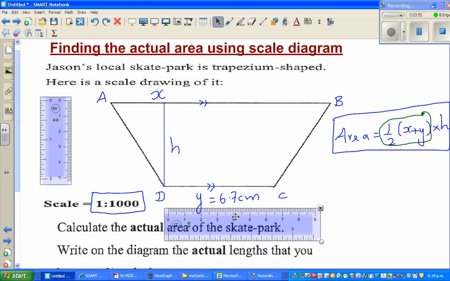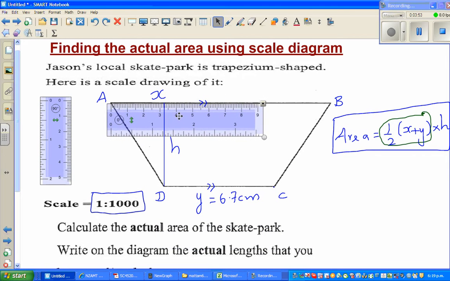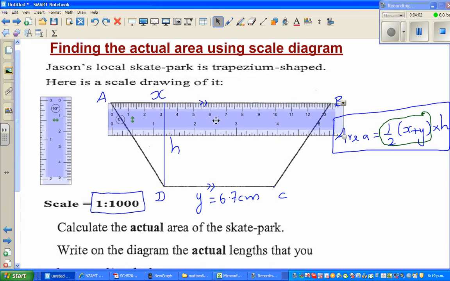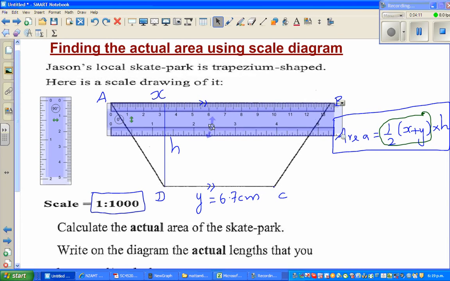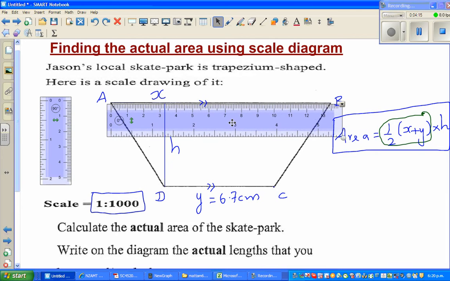Now let me measure x. I'll set the 0 of the ruler at A and make this bigger. This is an electronic ruler, so cool. Let's read it. A is set at 0, and you have to read where B is. This is 13, this is 13.5, so it seems to be 13.5. So I'll say x is 13.5 centimeters. Let me move this ruler away.